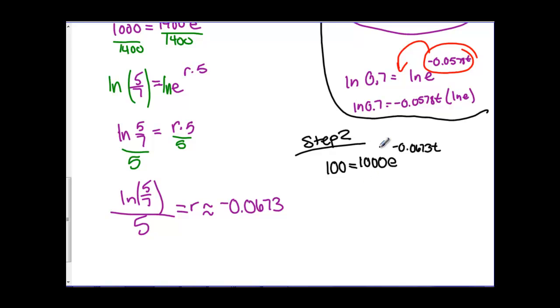If you use the 1,400, whatever answer you got for T, then you're going to subtract the 5 years. All right, so what from here, what's my next step?